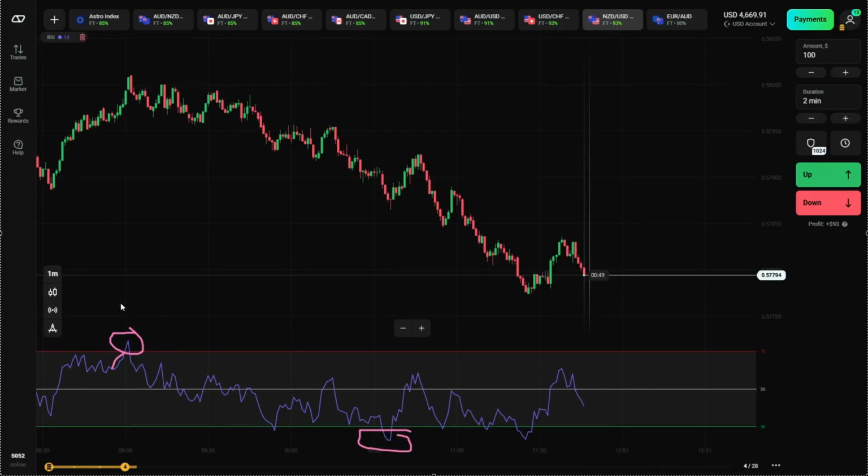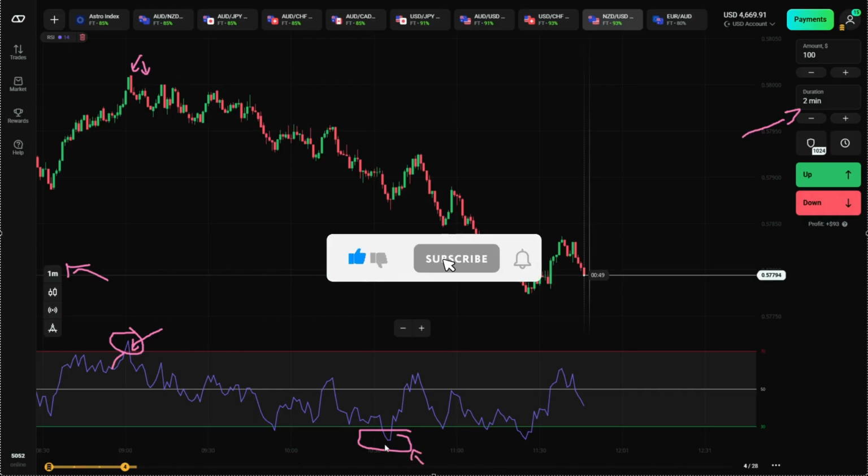So how do we enter trades using this indicator alone without any strategy? It's very simple. We wait for the RSI to enter these zones, the overbought and oversold areas. For example, in these two cases, when it enters these zones, we need to wait for it to exit. When it leaves the overbought zone, that's a confirmation that the market will go down.